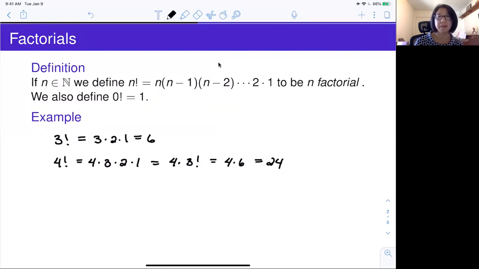Okay. Maybe some other things that would be useful. For example, often we'll have things like n plus 1 factorial. And it can be convenient to recognize that n plus 1 factorial is n plus 1 times n factorial. This is often something that's really helpful in inductive proofs, as you can maybe imagine.